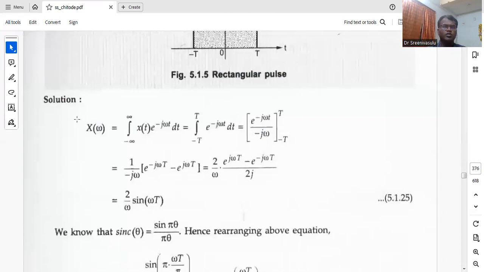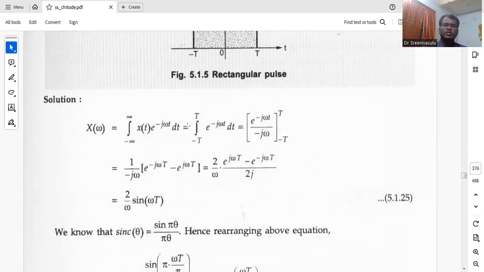You see this one, X of omega is equal to the integral from minus infinity to plus infinity of x of t into e power minus j omega t into dt. But the rectangular pulse exists from minus T to plus T. Within this duration, the given signal x of t is 1. So the limits change from minus infinity to plus infinity to minus T to plus T. Within this duration, the amplitude of x of t is 1. So it is 1 and the remaining e power minus j omega t into dt.